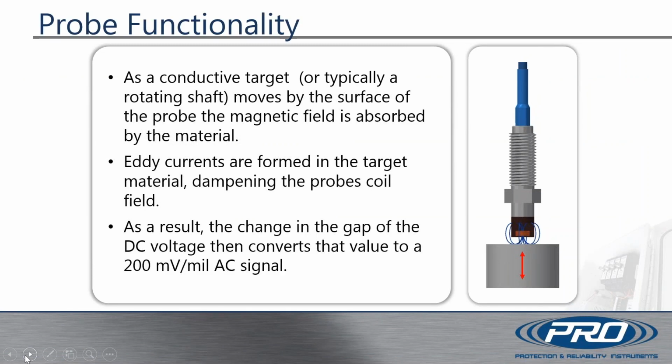The magnetic field of the proximity probe is absorbed from the surface as that surface moves away and towards the proximity probe. Eddy currents are formed in the target material, dampening the probe's coil field. As a result, the change in the gap of the DC voltage then converts that value to a 200 millivolts per mil AC signal. There's a diagram on the right showing the probe's eddy current field being bounced back from contact.